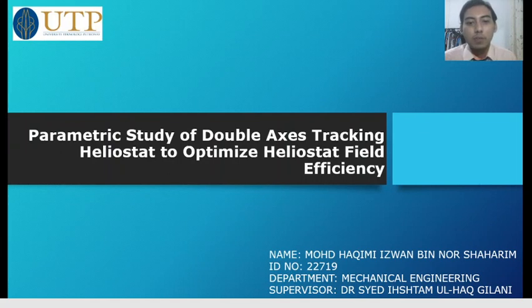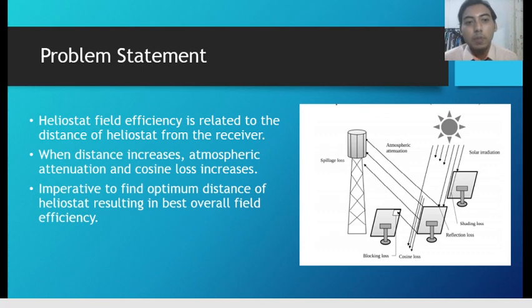My name is Muhammad Haqimi and I'll be presenting my viva, titled Parametric Study of Double Axis Tracking Heliostats to Optimize Heliostat Field Efficiency. Before I start, let me explain my problem statement.